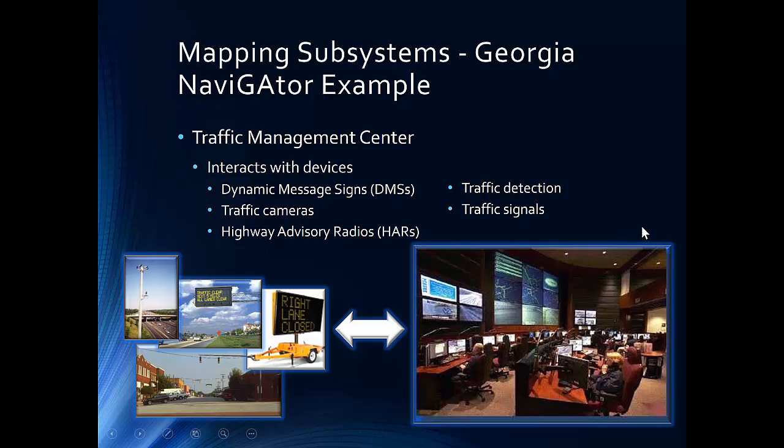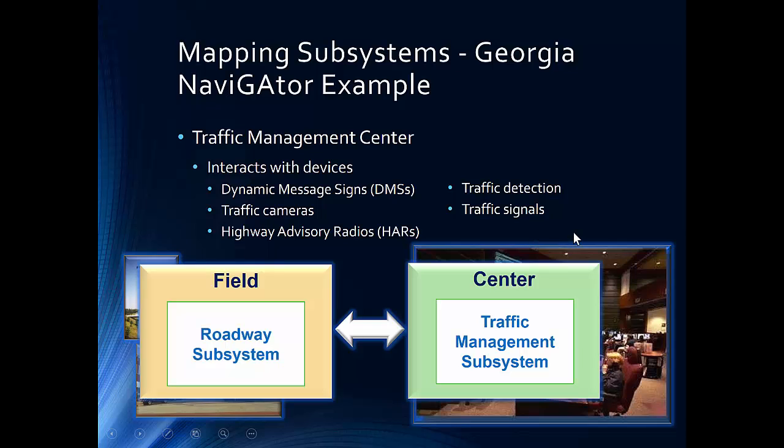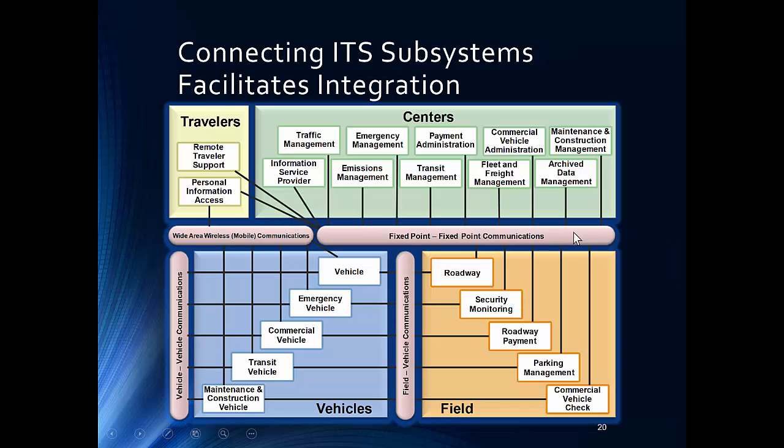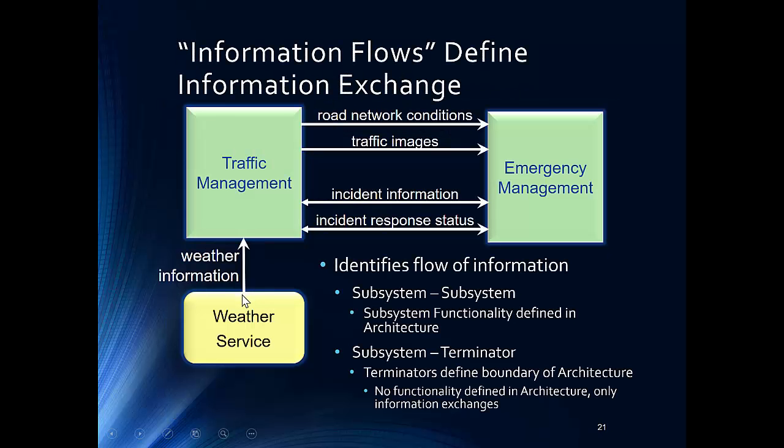So again, back to the Georgia example, we have field devices here. They interact with the center subsystem. And then we can use the entire architecture to put this all together. There are information flows defined within the architecture that help you think about how information flows from one subsystem to the next. So for example, here you see a weather service pushing weather information to a traffic management subsystem, which can then push this information to emergency management agencies, but also collect information from emergency management subsystems about where incidents have occurred.